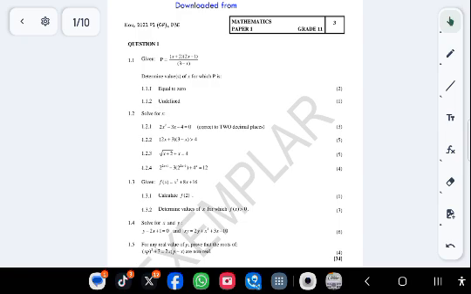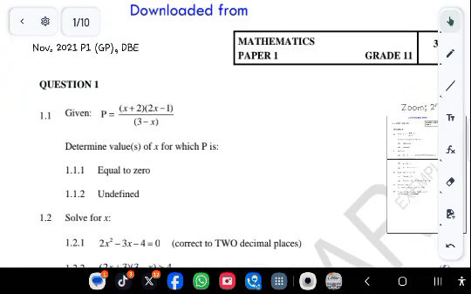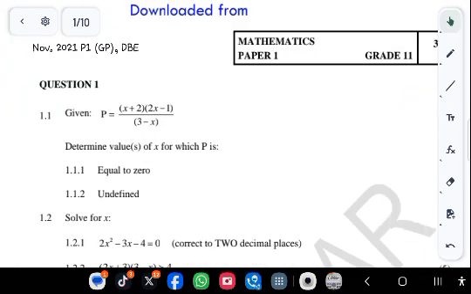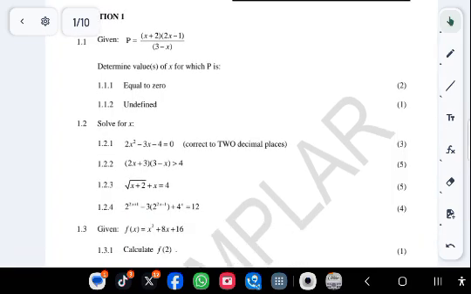And in this video, we're going to focus on Mathematics Grade 11, Equations and Inequalities. And this is video 3 of a 4-part video series on Equations and Inequalities. And this question comes from the November 2021 Paper 1, the Gauteng Province Department of Basic Education.